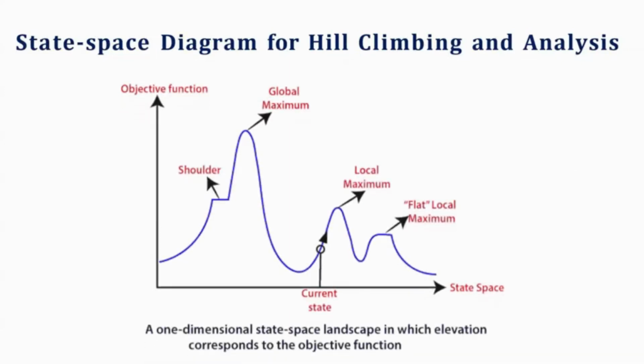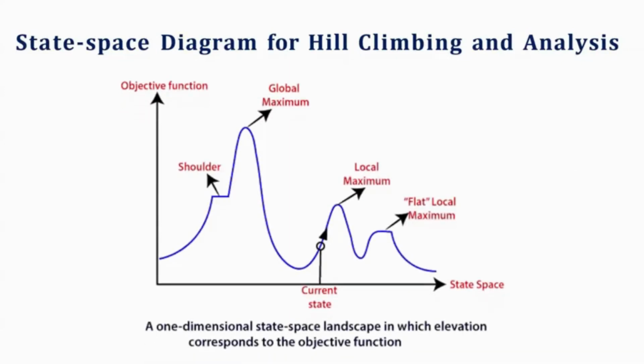So we can see the diagram, the state space diagram of hill climbing. Here we can see some features: the objective function, global maximum, and local maximum. We can also see the flat local maximum and the shoulder states. So here we define this diagram.